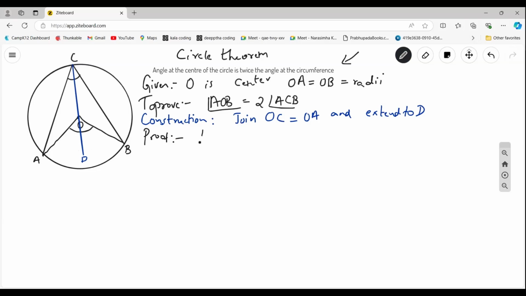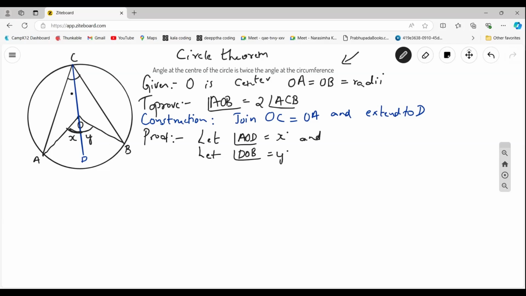However, what I'm going to do is, let angle AOD be equal to X degree. That means this much is X degree. And let angle DOB be equal to Y degree. Okay, Y degree. So we are going to assume these things so that it will help us to do many other things.